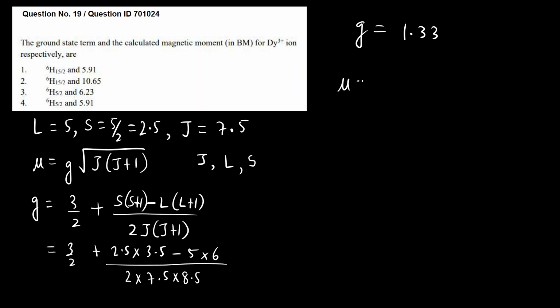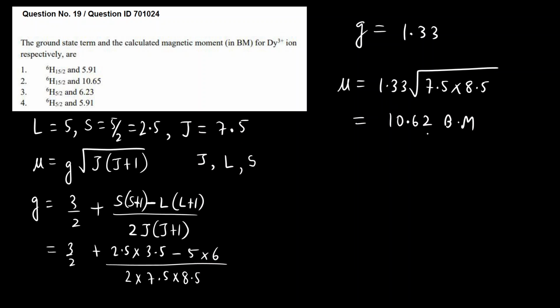Now we can find out the magnetic moment. 1.33 into root of J, 7.5, into J plus 1, 8.5. If you solve this, the answer comes out to be 10.62 Bohr magneton. Which is the closest answer that we have already found out? The answer will be 10.65. So the correct answer is option 2.